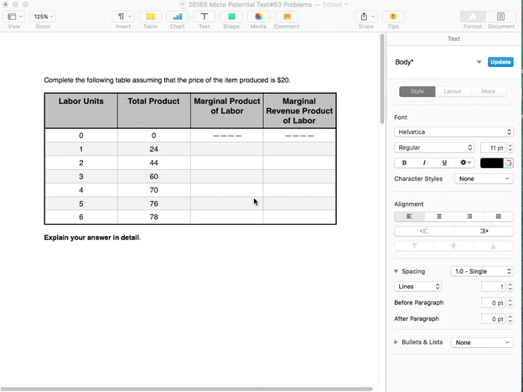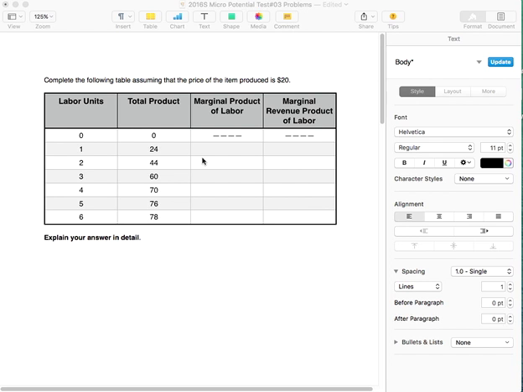And in this particular video lecture, I'm going to be taking a look at some of the potential test questions coming up on test number 3. Here is one table. You're going to be asked to complete the following table. It says here, complete the following table, assuming that the price of the item produced is equal to $20.